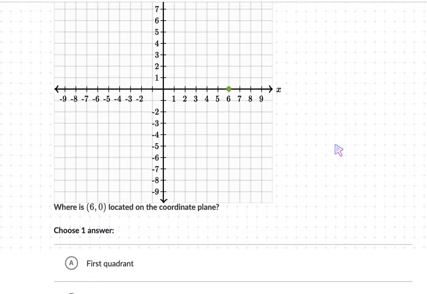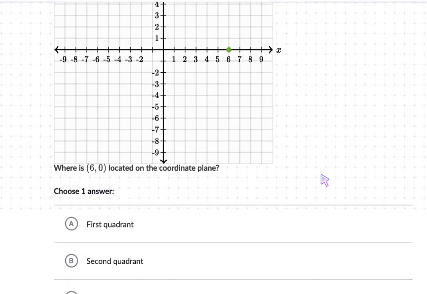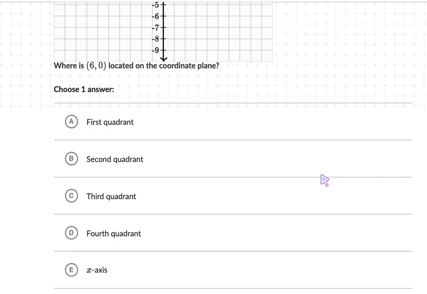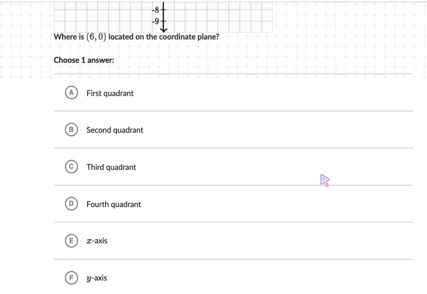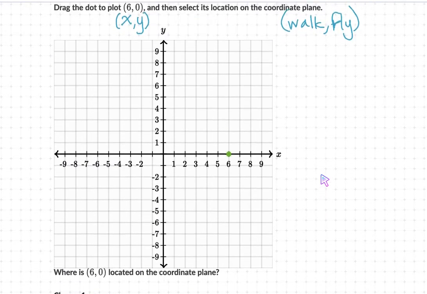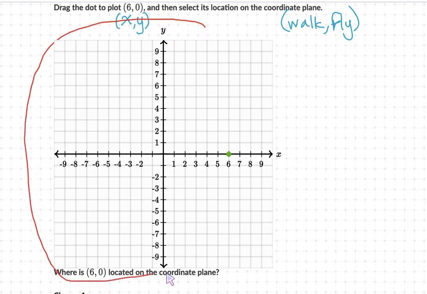Then we want to know, where is 6, 0 located on the coordinate plane? Is it the first quadrant, second quadrant, third quadrant, fourth quadrant, or x-axis and y-axis are also choices? So let's see. Well, I know that it's going to start by making a C when I'm naming my quadrants. So it's going to go in this direction. So this is quadrant 1, quadrant 2, quadrant 3, and quadrant 4. Is this point in any of the quadrants? It is not. It's actually on an axis.